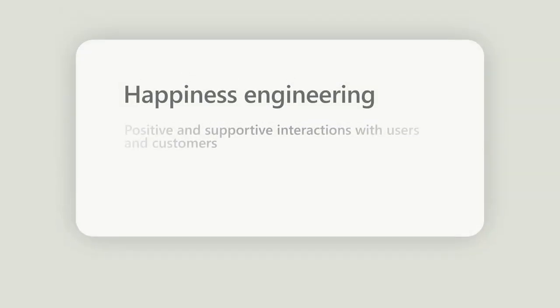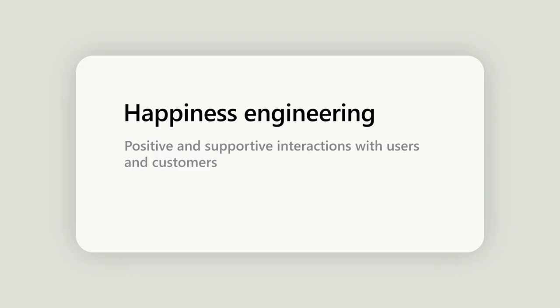First, you explored the four main steps of troubleshooting: identification, analysis, action, and verification. This structured process helps ensure a systematic approach to diagnosing and resolving issues. Next, you discovered the impact of happiness engineering in troubleshooting. In doing so, you learned about the importance of positive and supportive interactions in enhancing user and customer satisfaction.